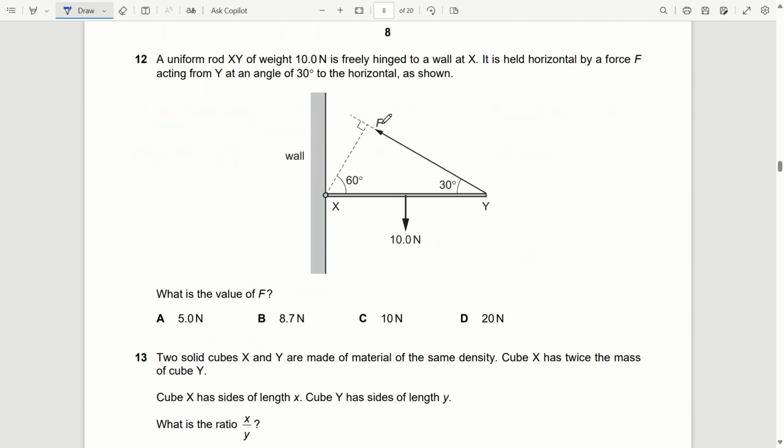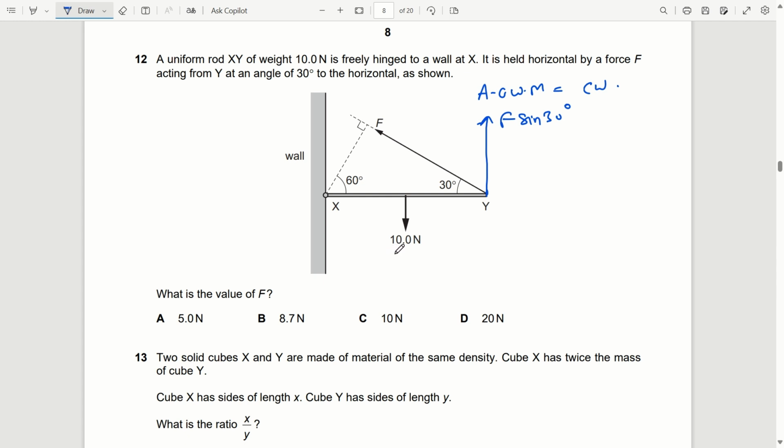Question 12. A uniform rod XY of weight 10 newton is freely hinged to a wall at X. It is held horizontal by a force F acting from Y at an angle 30 degrees to the horizontal. What is the value of F? If it is held horizontal, this means the sum of anti-clockwise moments is equal to the sum of clockwise moments. Now this force is acting here, so the component of the force acting perpendicular will be F sine 30 degrees.